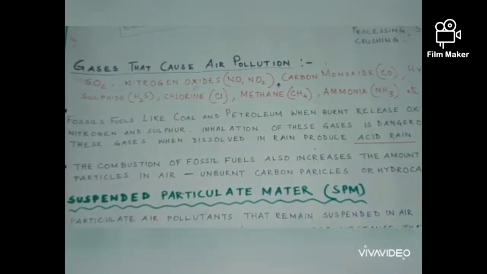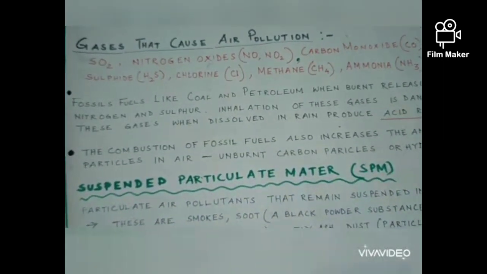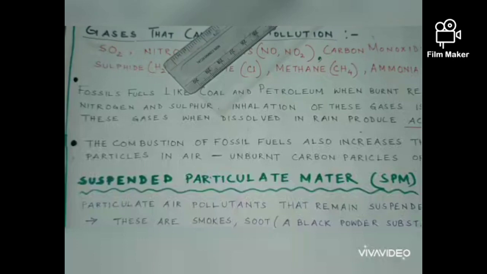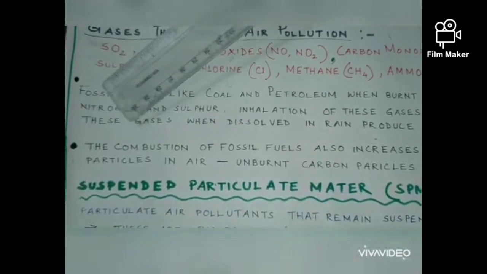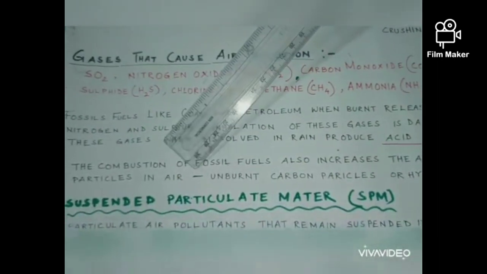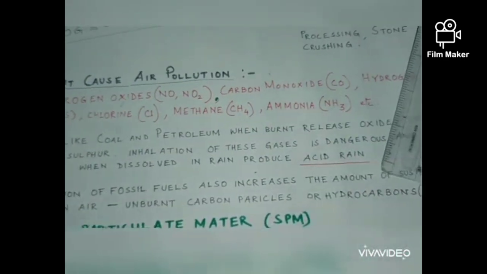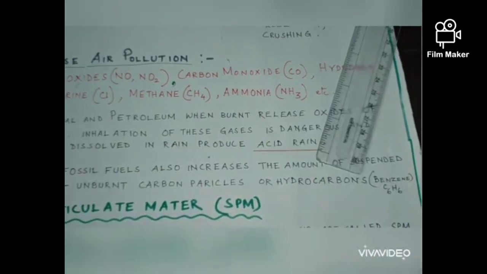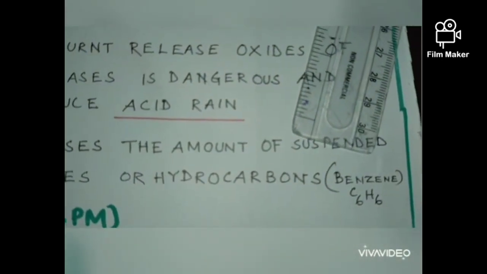Even acid rain can decolorize the monuments, or it can erode away the stones of the monuments also. Now let's see some other effects of fossil fuel burning. The combustion of fossil fuels also increases the amount of suspended particles in the air. These suspended particles are unburned carbon particles or hydrocarbons. Hydrocarbons are compounds of hydrogen and carbon. One example is benzene, which will remain suspended in the air.